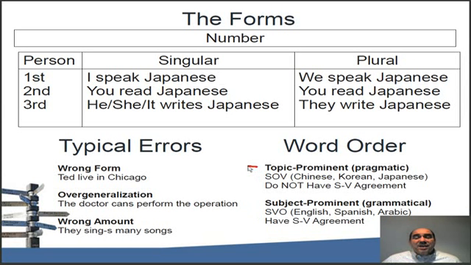Other languages, like Chinese or Korean or Japanese, are topic prominent. The subject is usually not first. The subject is first, but it's usually not required. And they don't have subject-verb agreement. So, for example, in Japanese, if I wanted to say, I like bananas, I would literally say bananas like, or banana like. No S after bananas, and I don't even need a subject. So the point here is because the topic is more prominent, and the subject is more understood through the context, there is no subject-verb agreement.